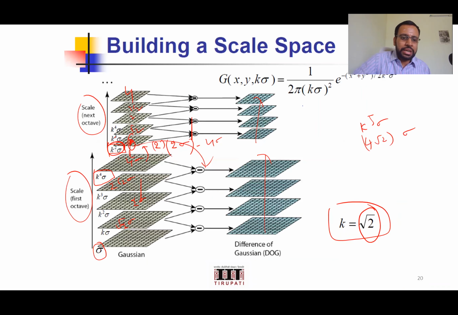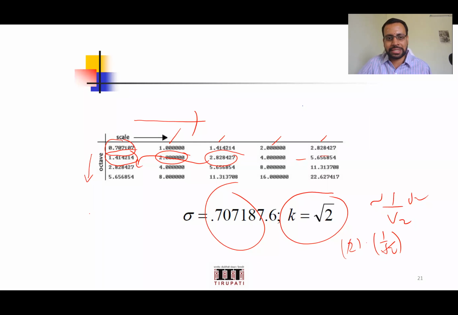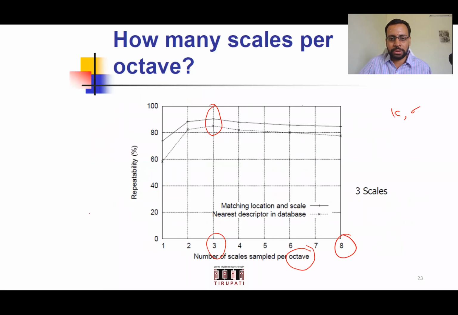Here the sigma is sigma, here the sigma is k sigma, here it is k square sigma. The standard deviation is k square sigma. That is just this table. Nothing to worry more about that.